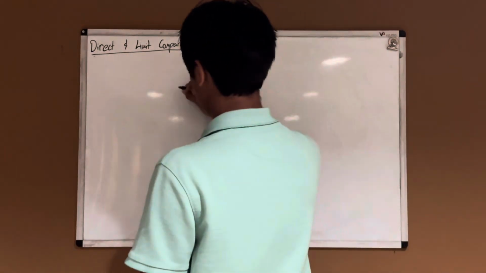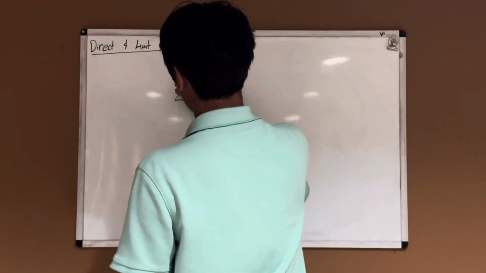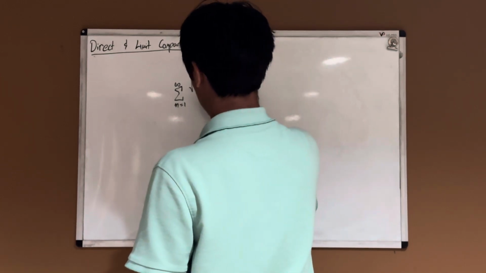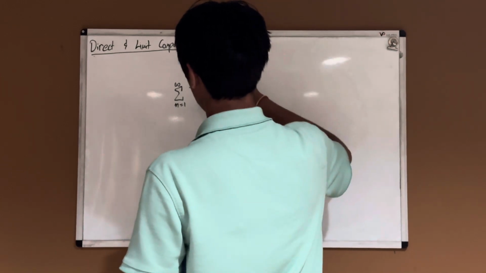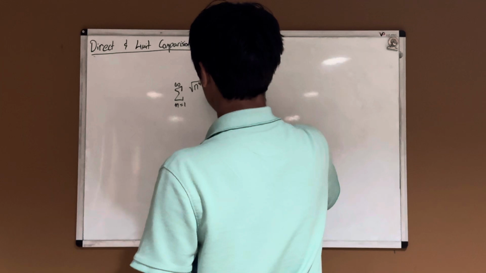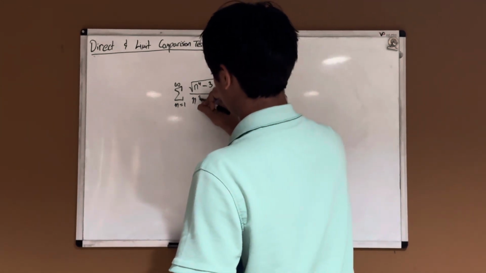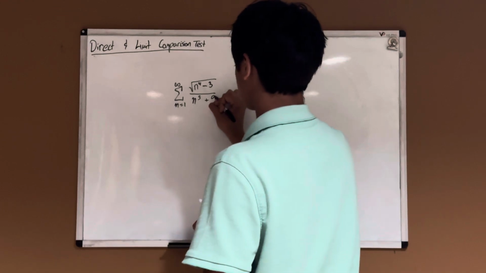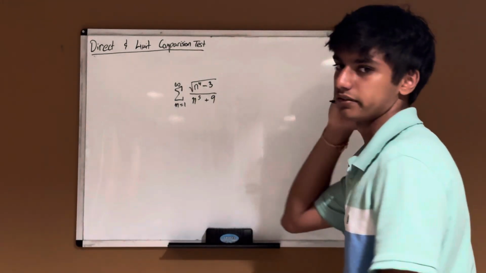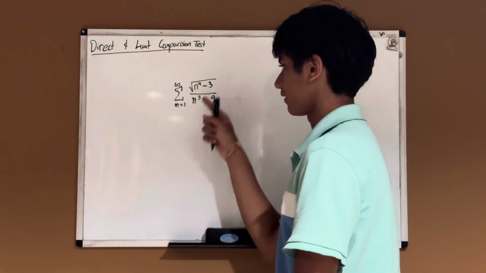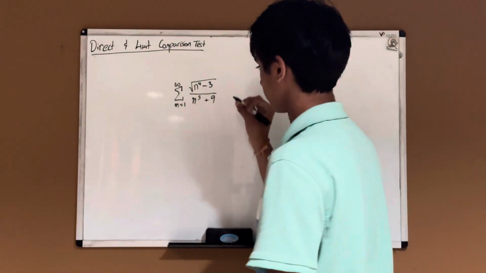Let's say we have the series, the square root of n to the 4 minus 3, over n to the 5 plus 9. In this case, if I pick the highest term in the numerator, I get the square root of n to the 4, so it becomes n squared.